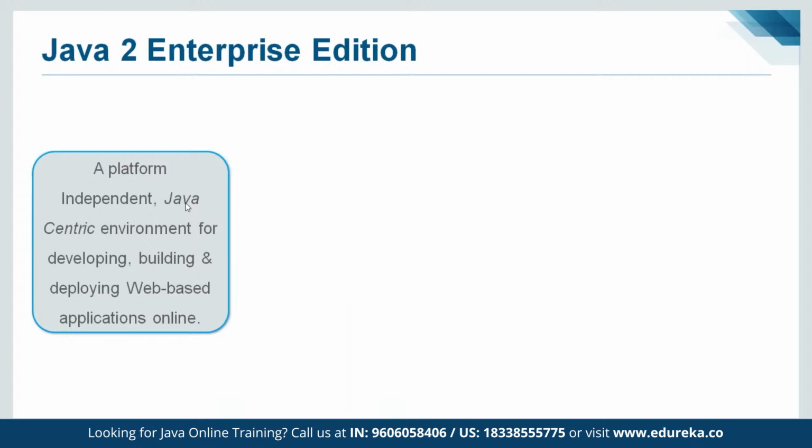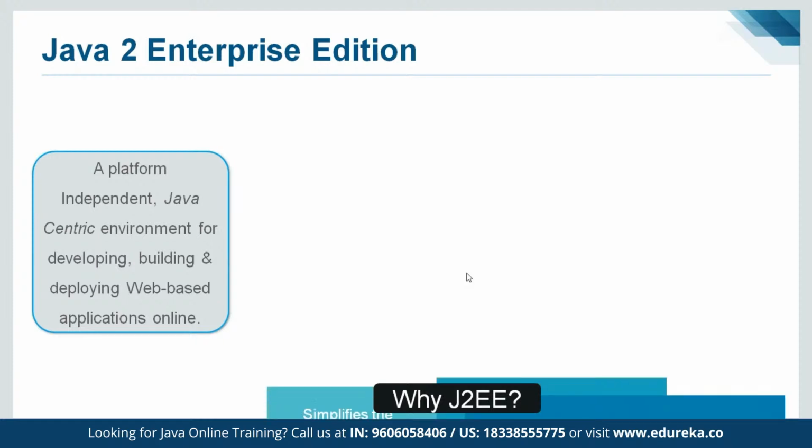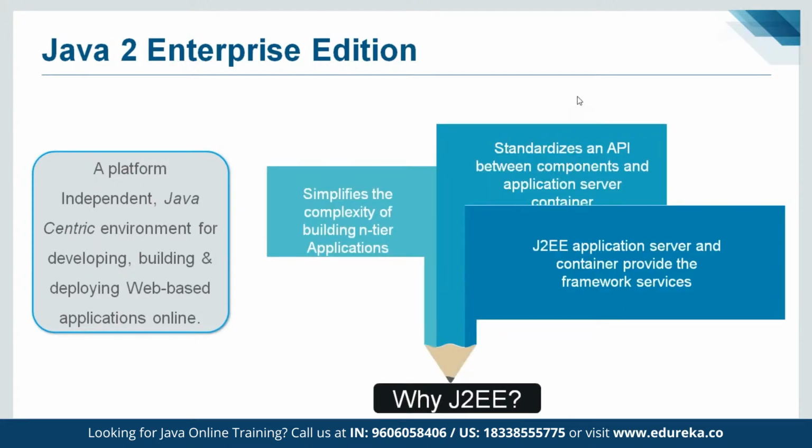It's a client-server application, a platform-independent Java-centric environment for developing, building and deploying web-based applications: onlinesbi.com, Google.com, Gmail.com. These are all called web applications. It simplifies the complexity of building the entire application, single tier, two tier, three tier. So we basically have three parts: one is client side, second is server side, and the third one is database.